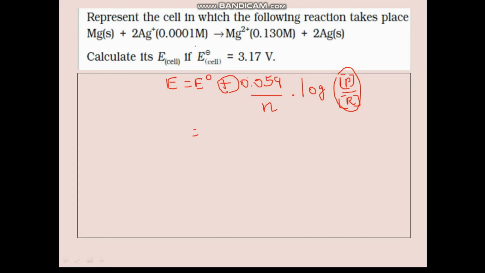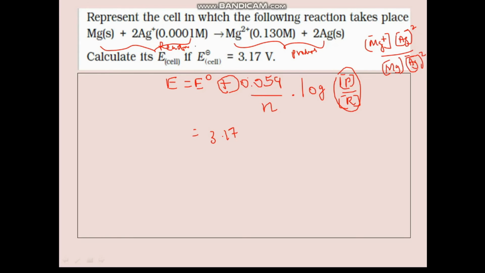Now I'm going by this formula, that is product per reactant. Now what's the product and what's the reactant? So it's very obvious that the products are the magnesium ion and your silver. What's your reactant? That's the magnesium and the silver ion squared. Sorry, that's your reactant, right? I repeat, so this is the product and this is the reactant. Now we apply them directly. Before that, how do you calculate this E naught? Luckily for this problem, the E naught value is given, that is 3.17.